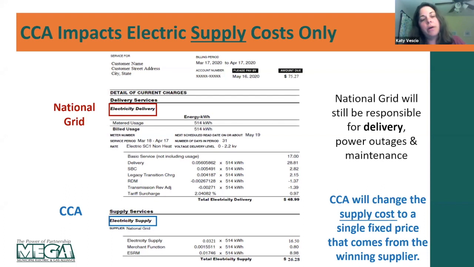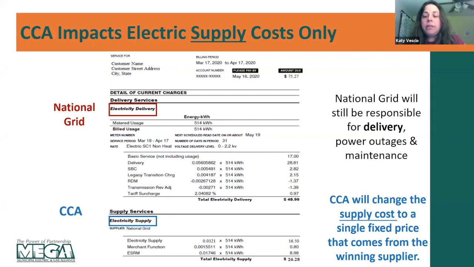The portion of your bill that will change in a CCA program is the lower section there highlighted in blue, your electric supply, okay? And obviously we're only talking about electricity in this presentation. We're not talking about natural gas, so you may have that on your National Grid bill as well. But what I really want to focus on here is the supply cost, okay? And this is a section of your bill that maybe you look at and maybe you don't, but it's only part of what's on your total bill.